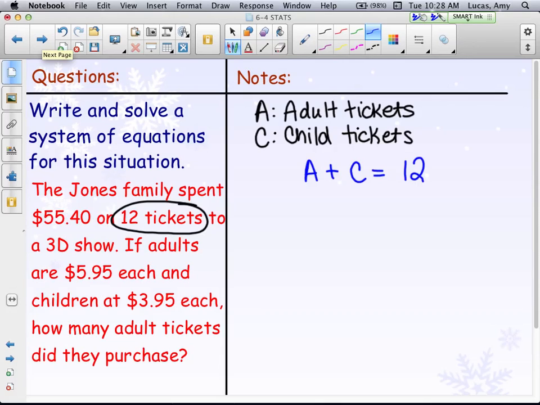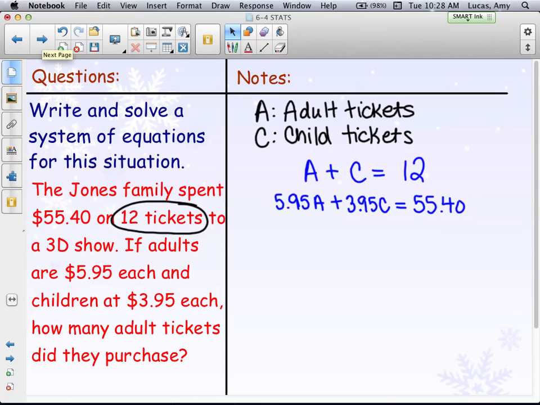Now let's throw the money in there. The adult tickets are $5.95 each, so that means that they would be multiplying how many tickets for adults times $5.95 plus $3.95 for each of the child or children's tickets. So $3.95 times C, and then it has to equal $55.40, the total amount of money that they spent.